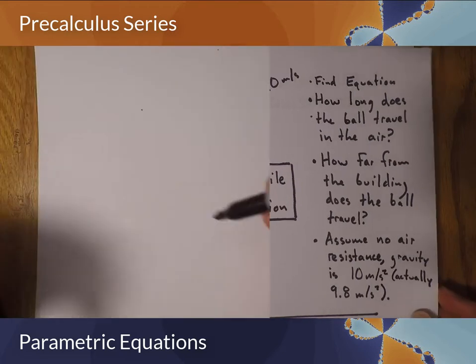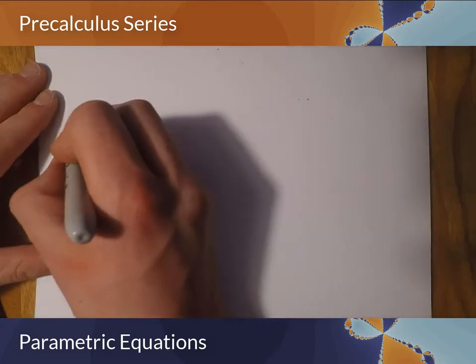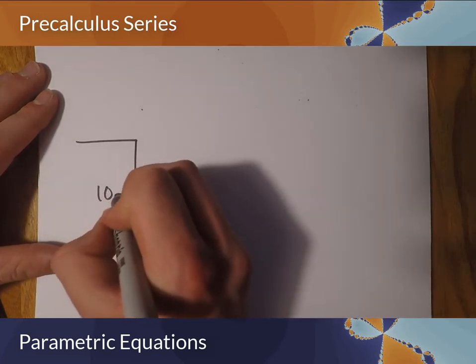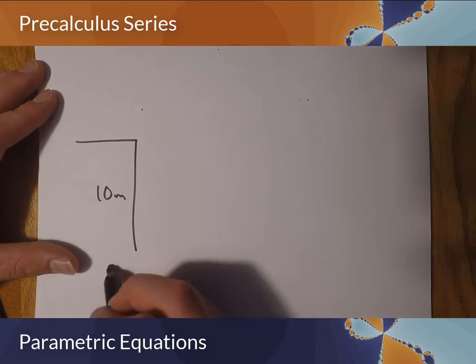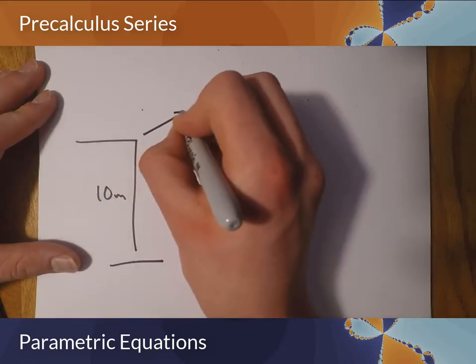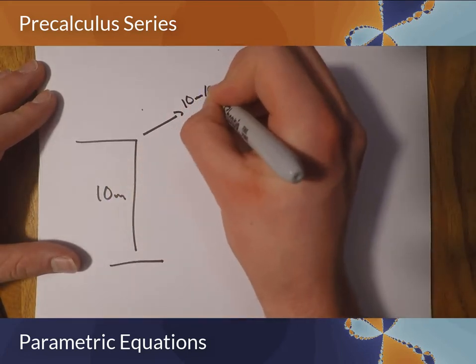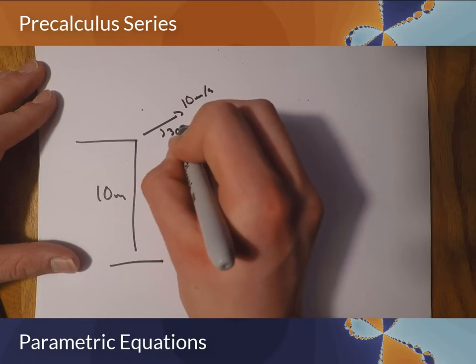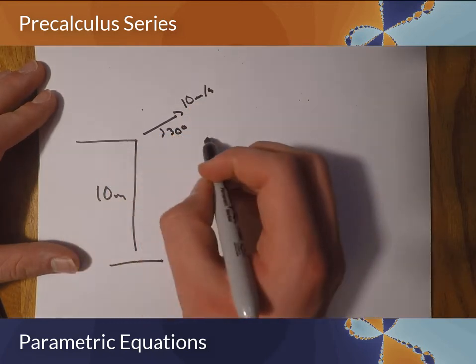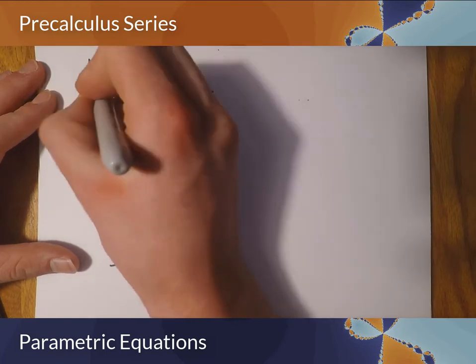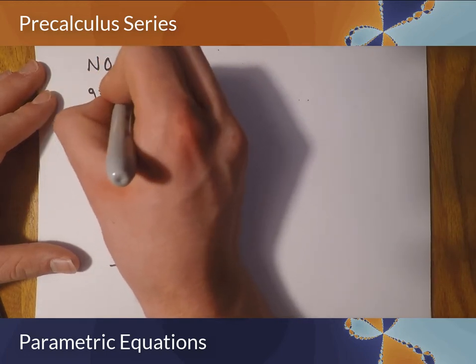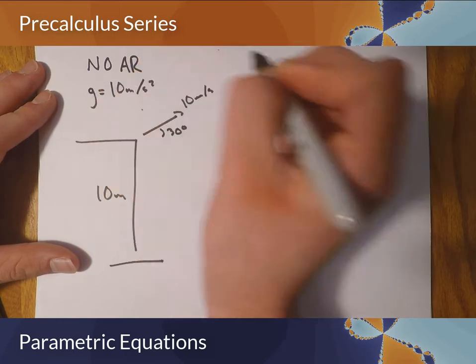Alright, so I'm just going to do a quick sketch of this situation just so it's transferred to this paper here. And so he's 10 meters high. He throws it at 10 meters per second at an angle of 30 degrees above the horizontal. There's no air resistance, and gravity is equal to 10 meters per second squared.